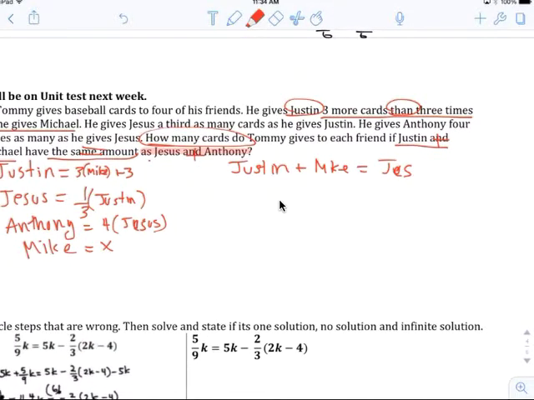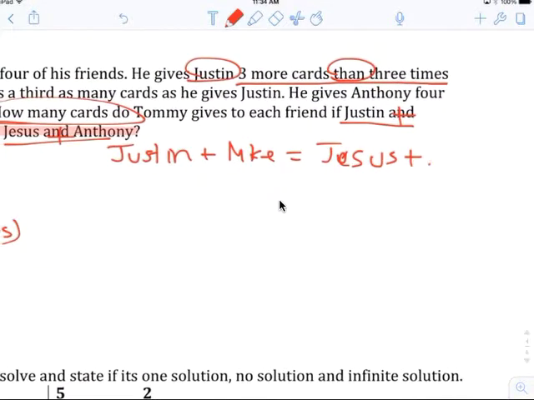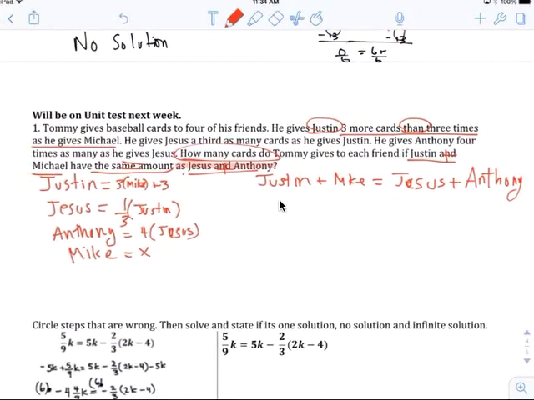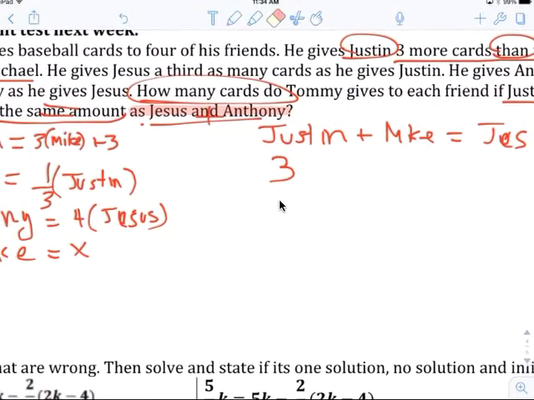Notice I annotate. Make sure you annotate. Mark stuff in your reading as you're reading. Slow yourself down. Make sure you get it right. Okay, so Justin is 3 times Mike. Okay, let's go back here.